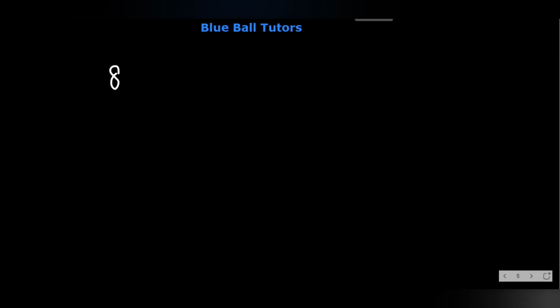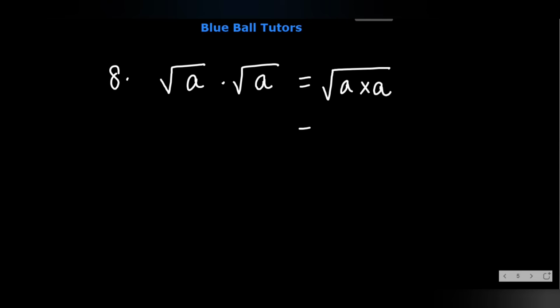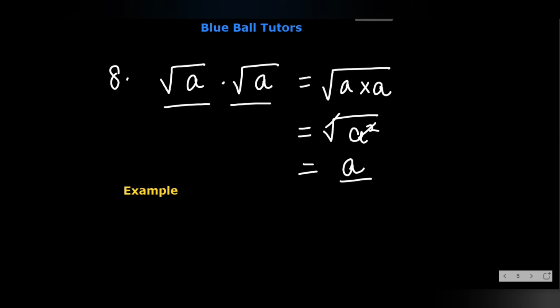So the next important point in square root is, suppose you are having square root of a multiplied by square root of a. So I can write this as square root of a multiplied by a, which can be written as square root of a square. And now I can cancel square root and square, and I will be just left with a. So I can say that square root of a multiplied by square root of a is just a. For example, suppose I am having square root of 4 multiplied by square root of 4, but inside square root you are having same numbers, that is 4 and 4. So you can write it as just 4.